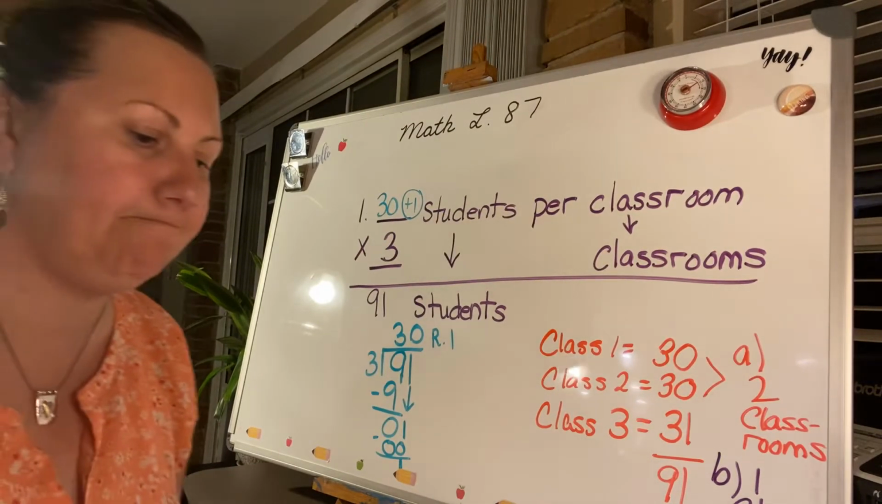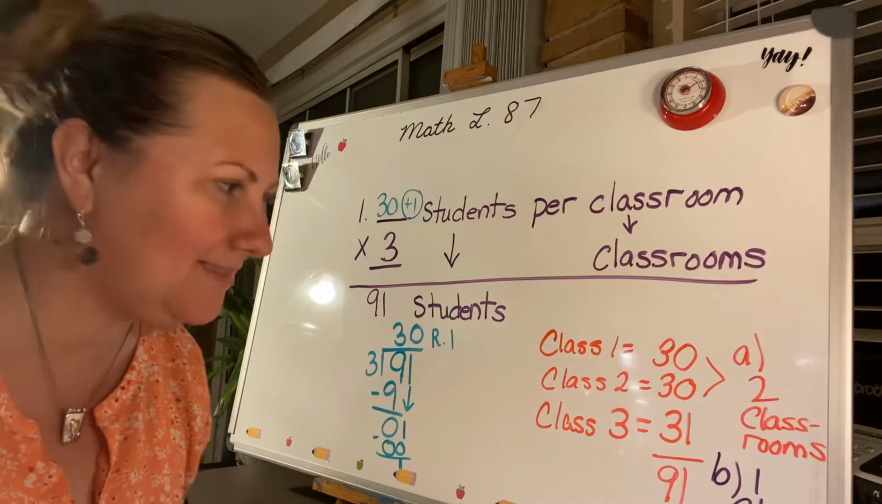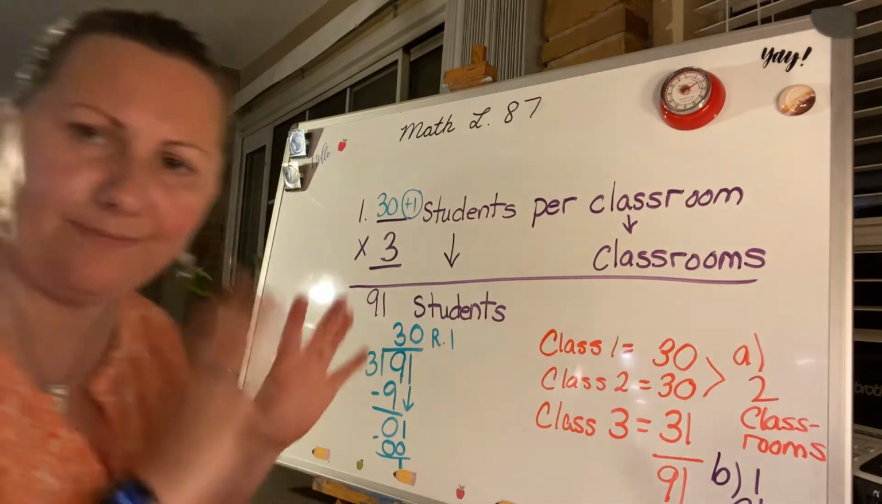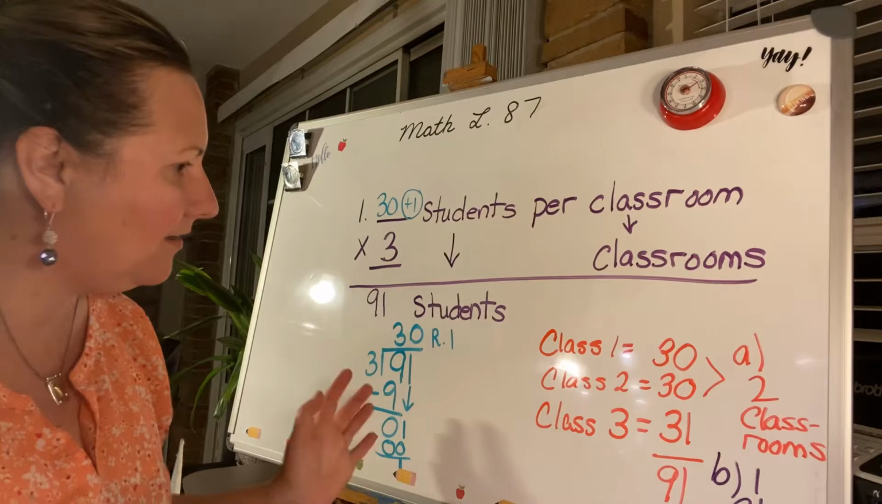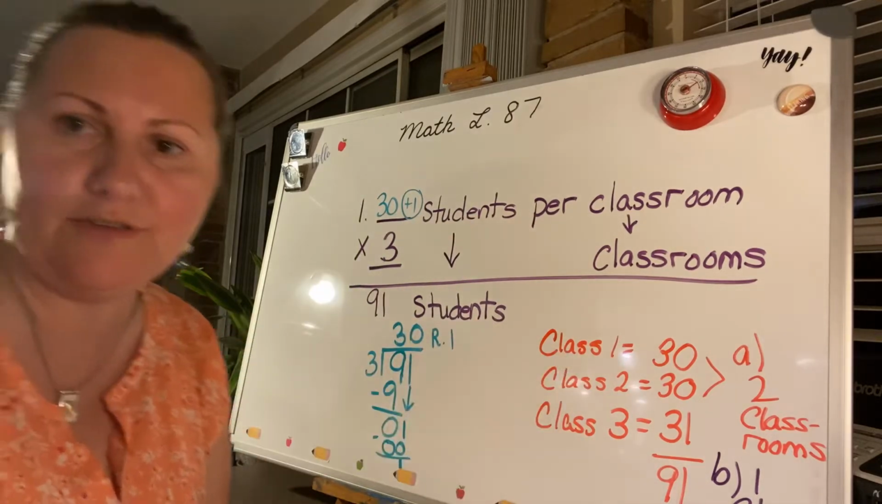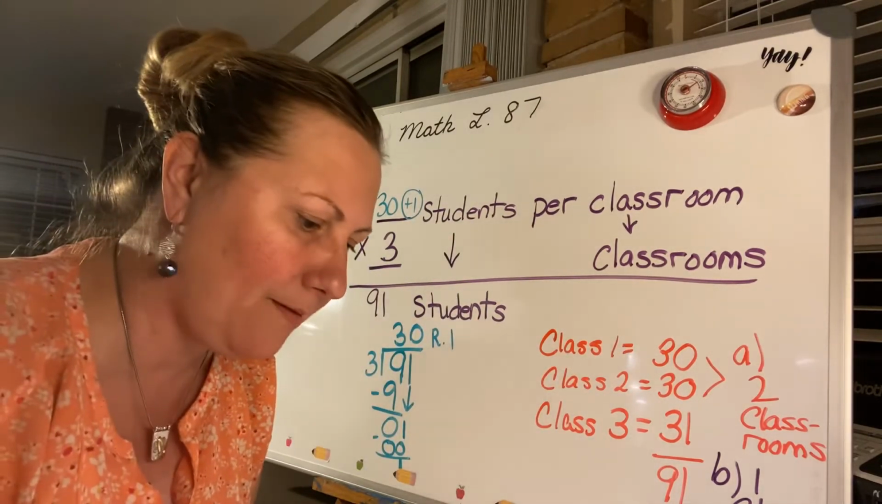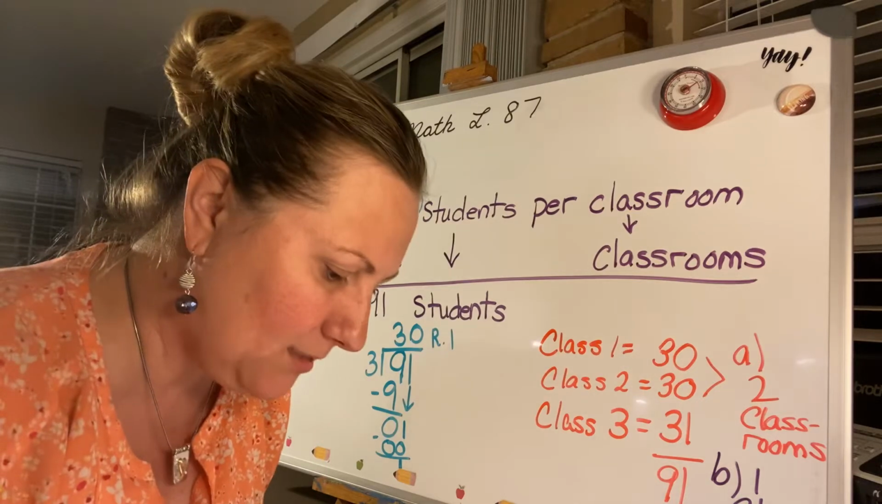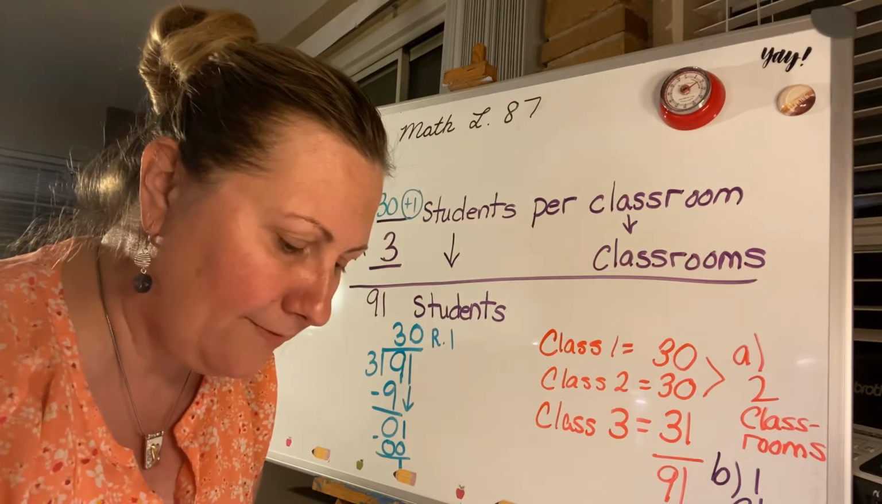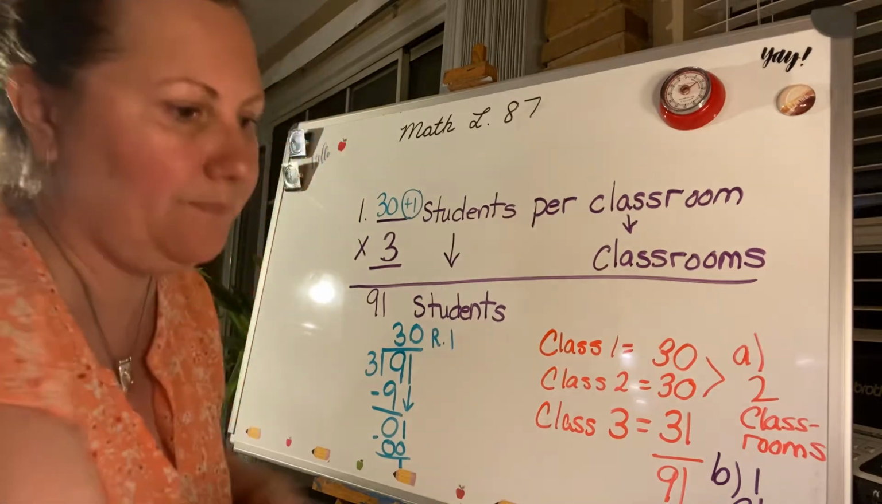All right. So I'm hoping you can see how all the different things that you learned this year lead up to us being able to figure out a little more complicated problems. Okay, let's move on. We have number 7.